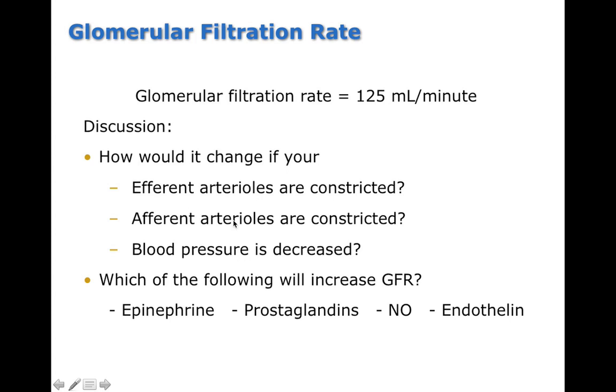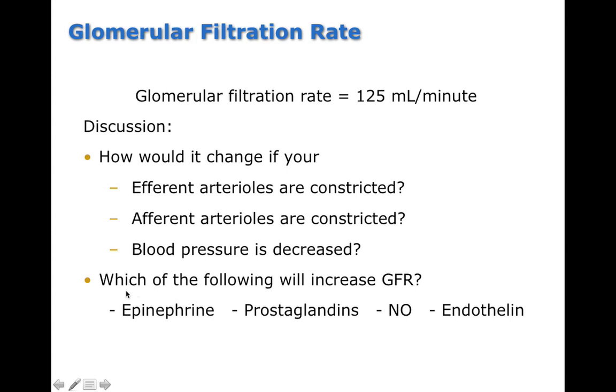And if you constrict the afferent arterioles, you're going to deliver less blood to the glomerular capillaries. Because remember, afferent arterioles bring blood to the glomerulus. So if these constrict, you're going to have a decrease in blood flow downstream, right, which is the glomerular capillaries. So it's going to decrease glomerular filtration rate. Now, if your blood pressure is low, that's also going to decrease glomerular filtration rate because you need pressure to force that fluid across the filtration membrane.